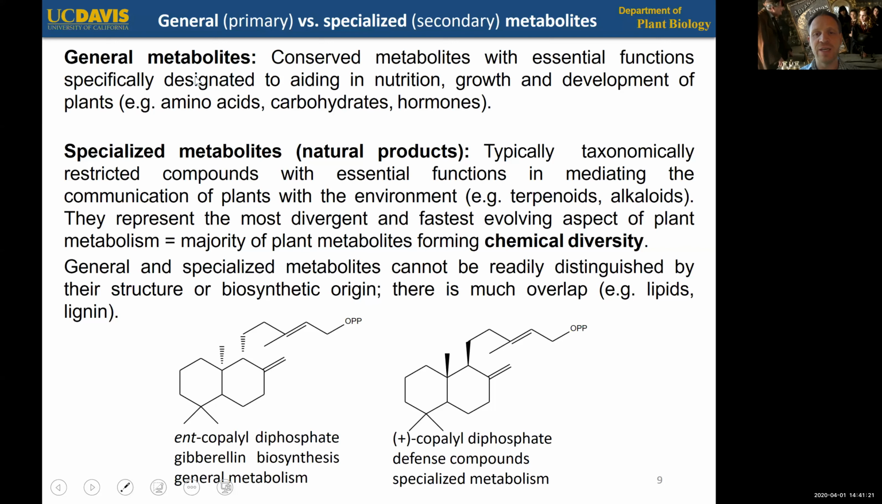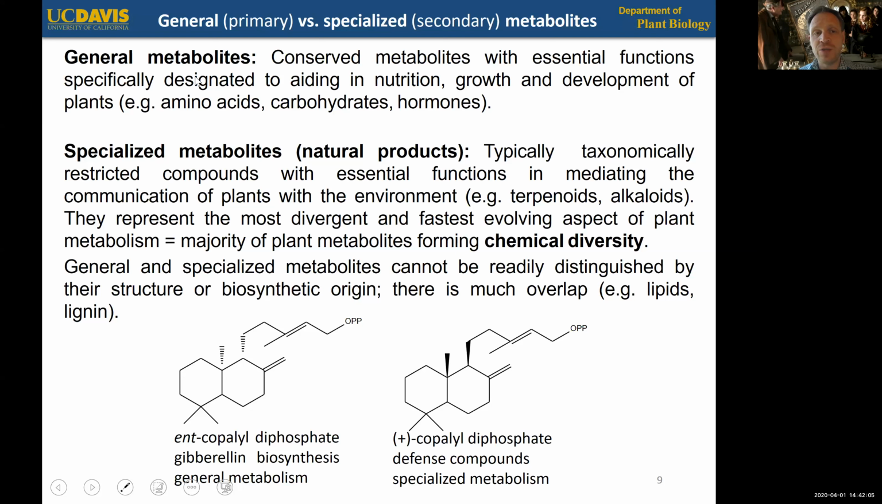And I should say that in general, there's a lot of gray zone between those two, right? Oftentimes, a specialized metabolite also touches general metabolism and vice versa. But compared to these really critical foundational metabolites, what would define specialized metabolites or natural products is that they're typically not conserved across the plant kingdom. They're typically taxonomically restricted, so they may occur in only individual plant families or even genera and individual species. We even see differences between individual plants within a species.